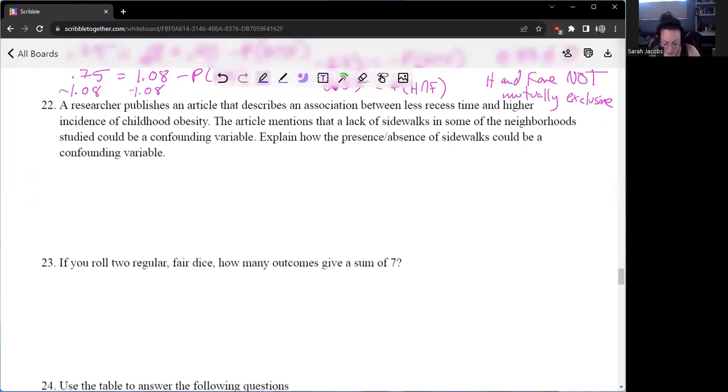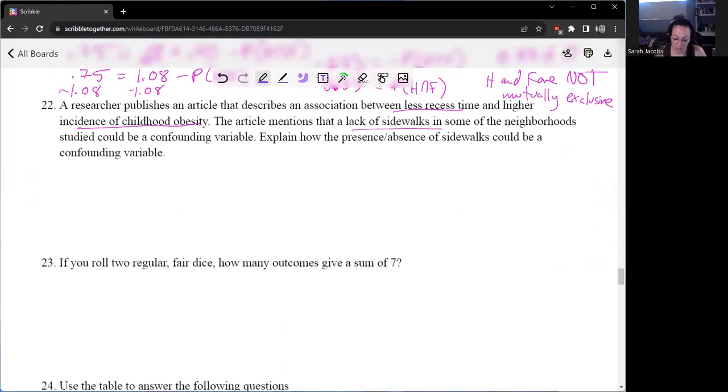A researcher publishes an article that describes an association between less recess time and higher incidence of childhood obesity. The article mentions that a lack of sidewalks in some of the neighborhoods studied could be a confounding variable. Explain how the presence or absence of sidewalks could be a confounding variable.